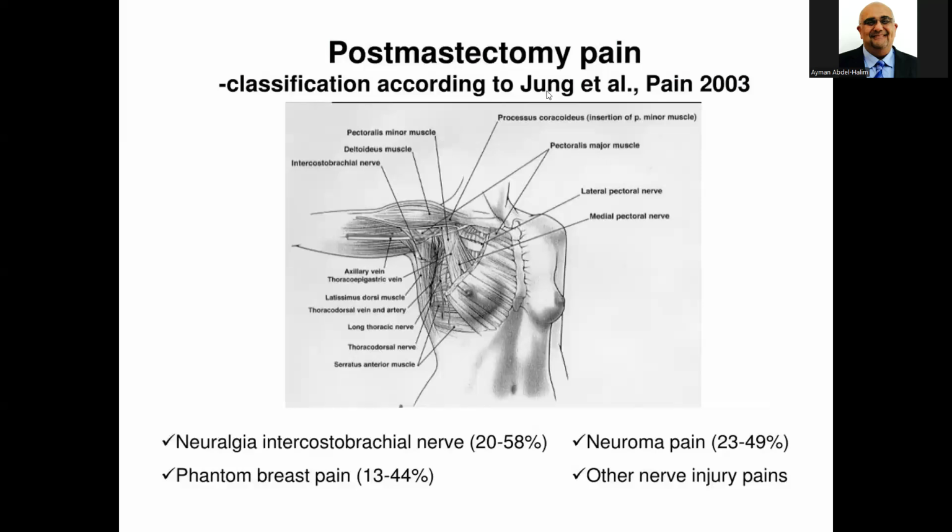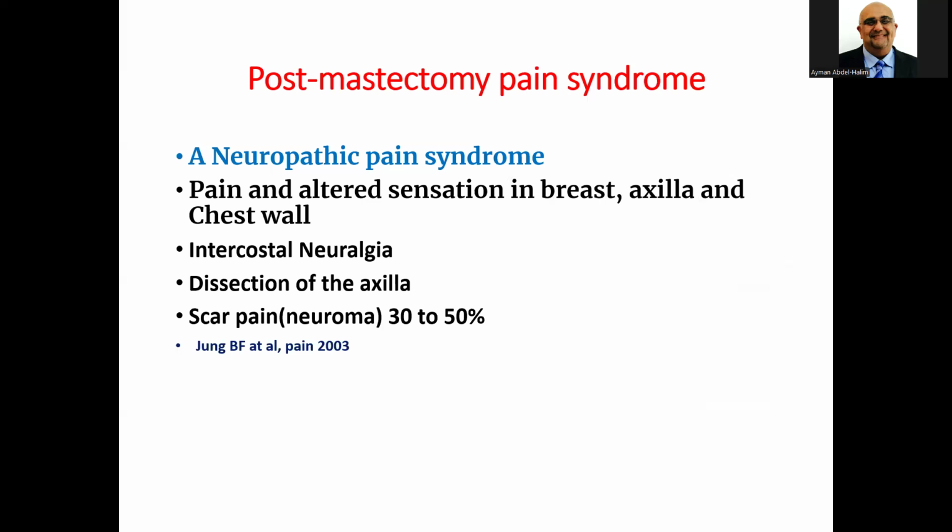Post-mastectomy pain syndromes, according to Jung in Pain 2003. The commonest type is neuralgia, intercostobrachial nerve, neuroma formation, and phantom pain. And then we have other nerve injury pain. These are the commonest types of nerve injuries for breast surgeries. Post-mastectomy pain syndrome is a neuropathic pain syndrome: pain and altered sensation in the breast, axilla, and chest wall. Intercostal neuralgia.